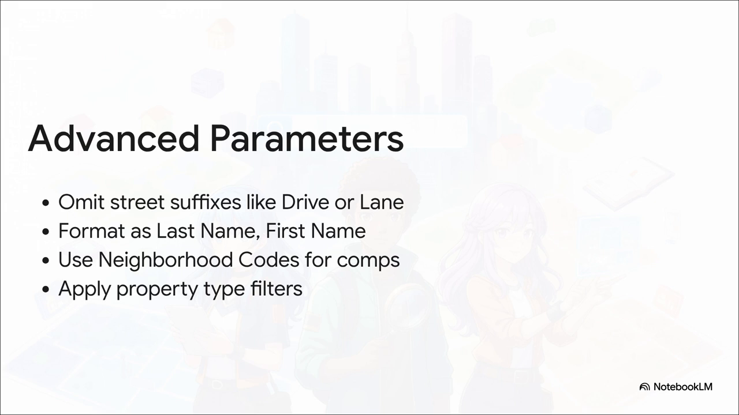Second, format names as last name, first name with no punctuation. Third, use neighborhood codes on the TAD website to pull up structurally similar properties. This is brilliant for finding comp sales. And finally, always apply property type filters, like residential or commercial, to instantly narrow down massive lists of results.